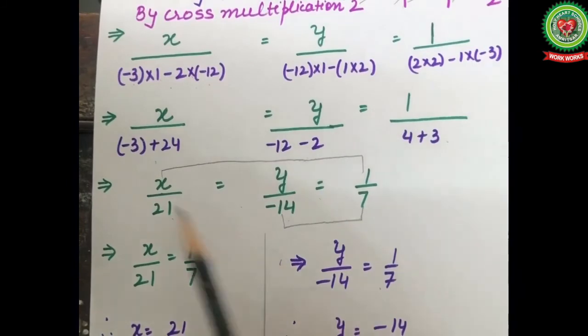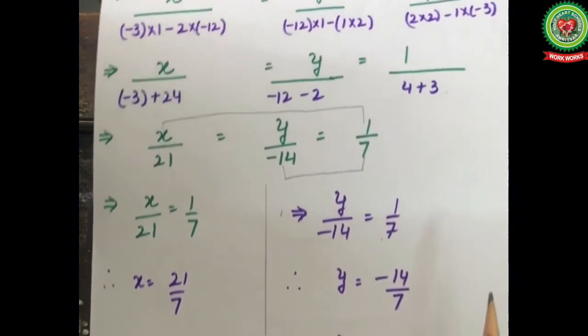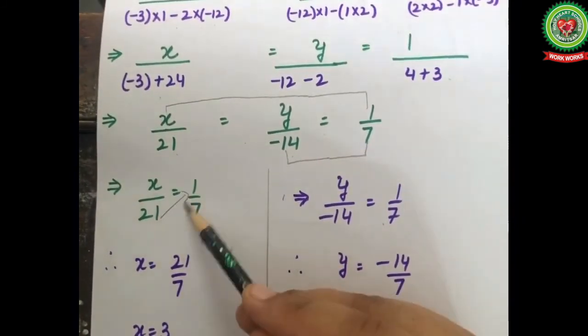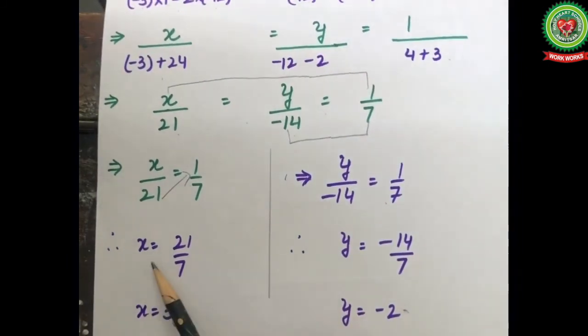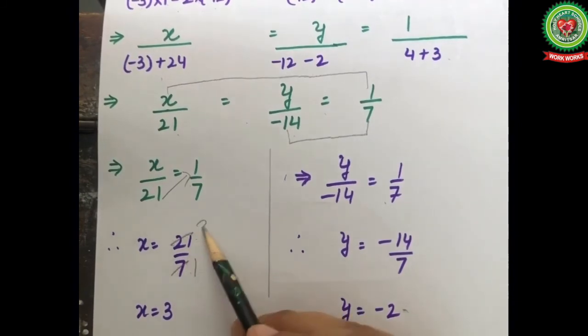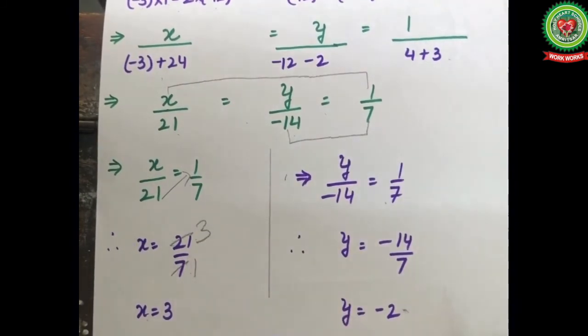So on solving first and third, we get x upon 21 equal to 1 upon 7. So 21 will be shifted to the other side. So on shifting, we get x is equal to 21 upon 7. So on doing cutting, we get the value of x as 3.